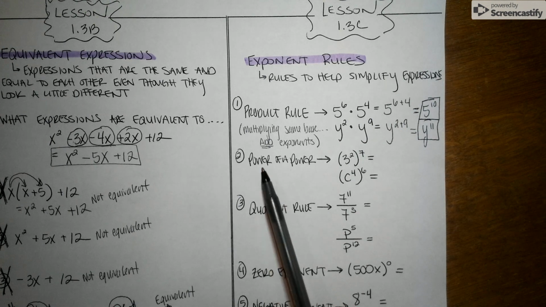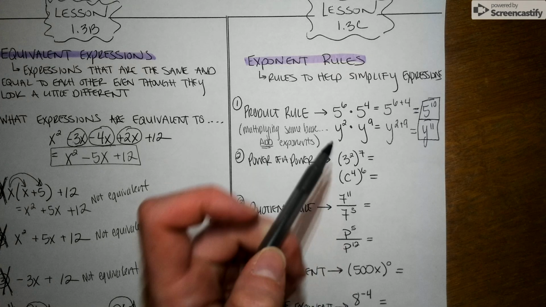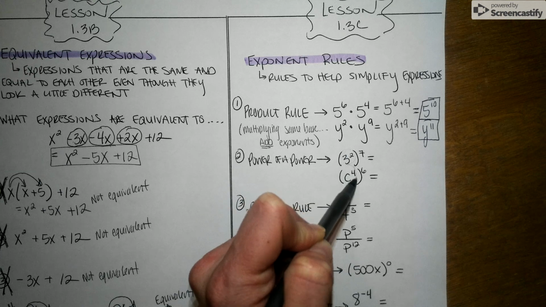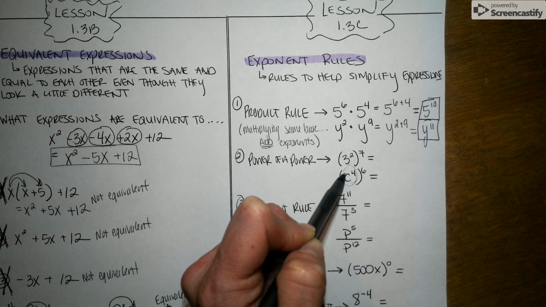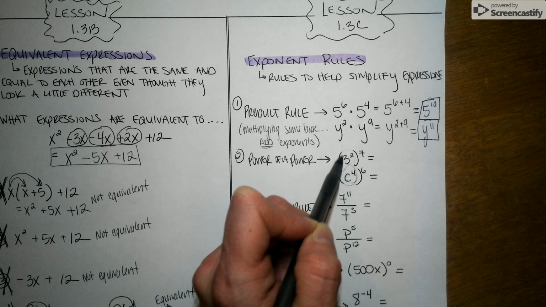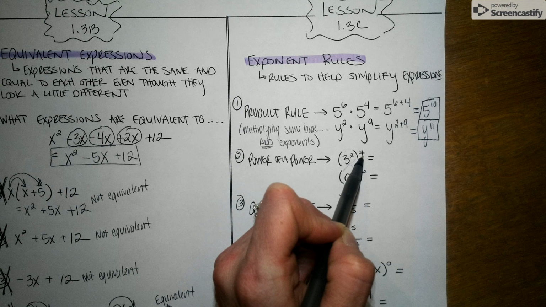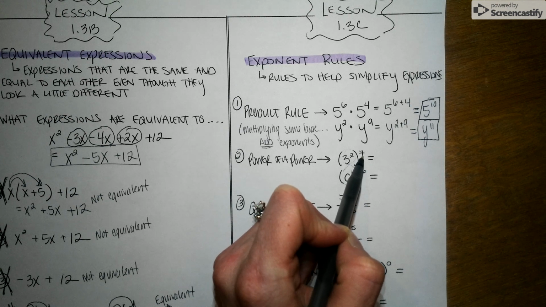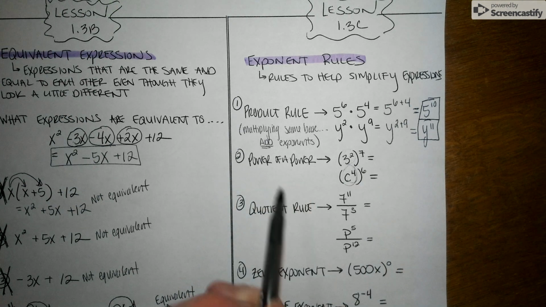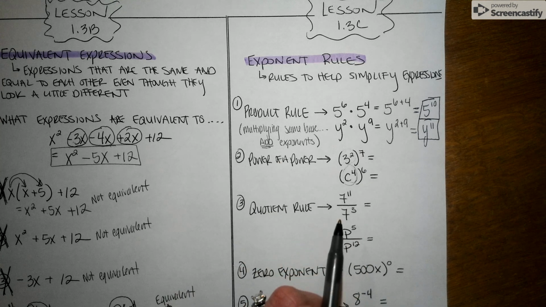Next rule is called power of a power. The reason why this is called power of a power is because if you notice inside both of my parentheses, I have a number or a variable being raised to an exponent. So that's what we call a power. And then there's another power or an exponent out back that it's being taken to. So we have two different powers or two different exponents in here and only one base.